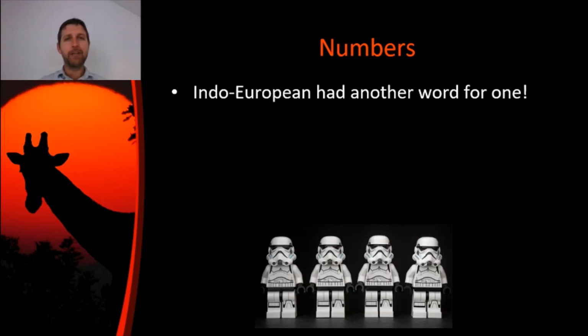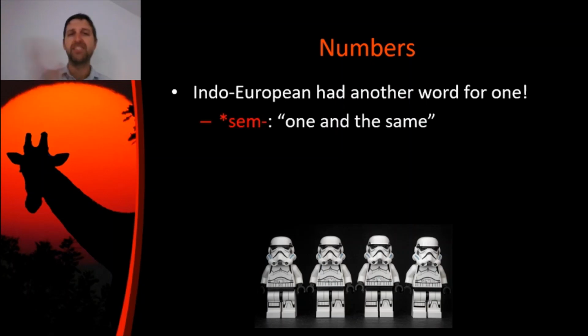Finally, I'm going to give you a bonus word here, because Indo-European had not one, but two words for one. But these were not identical words for one. They were not interchangeable. They actually had different meanings. The word for one that we saw two slides ago, the oinos word, was the normal word for counting one. If you're going to count 1, 2, 3, you would use oinos. But there was another word that had a slightly different meaning that still meant one, but it actually meant one and the same. If you were going to say this thing is one and the same as something else, you would use this other word in Indo-European.